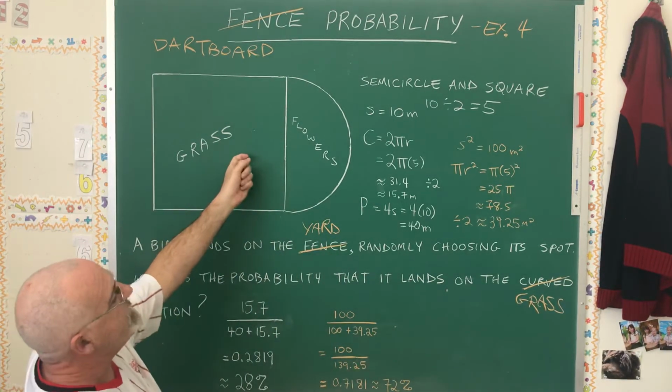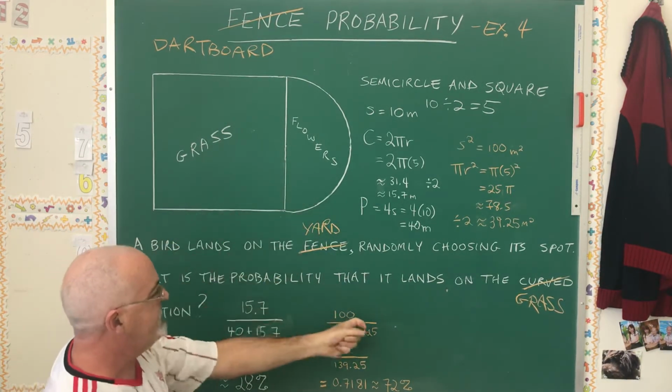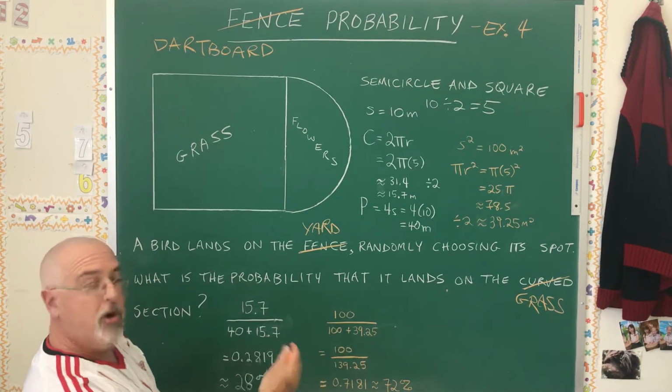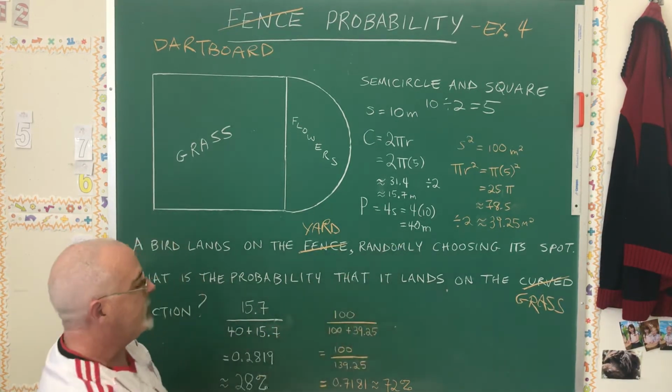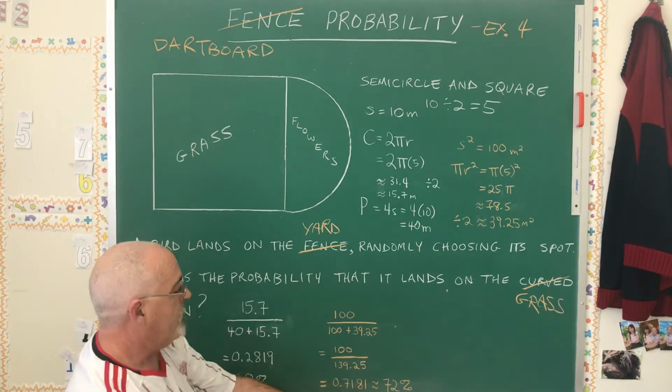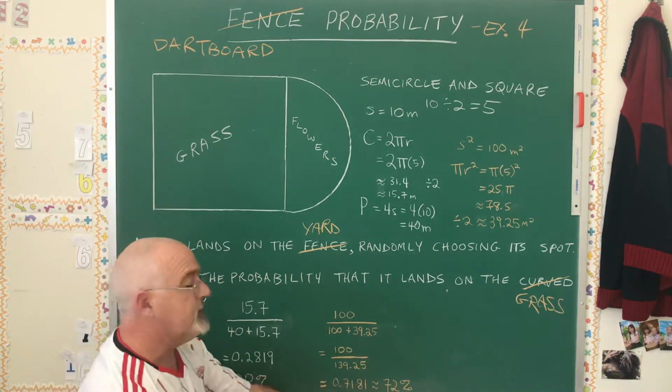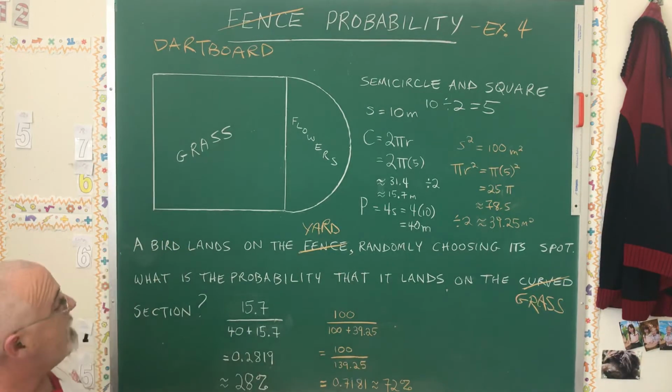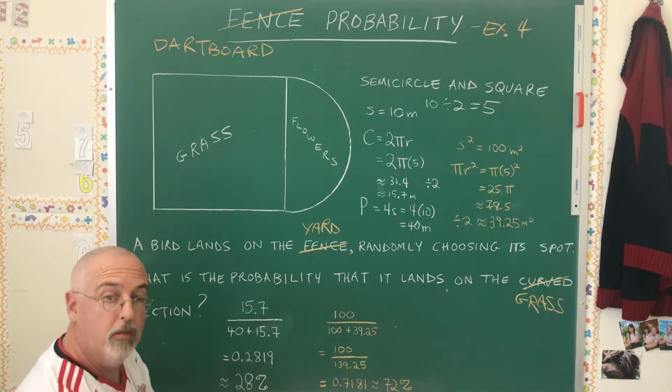Chance of landing on the grass is the area of the grass, which is 100, over the area of the total, which is 100 plus the 39.25. This gives us 0.7181 in decimal form, which when we multiply by 100 gives us about 72%. We have answered our dartboard probability question.